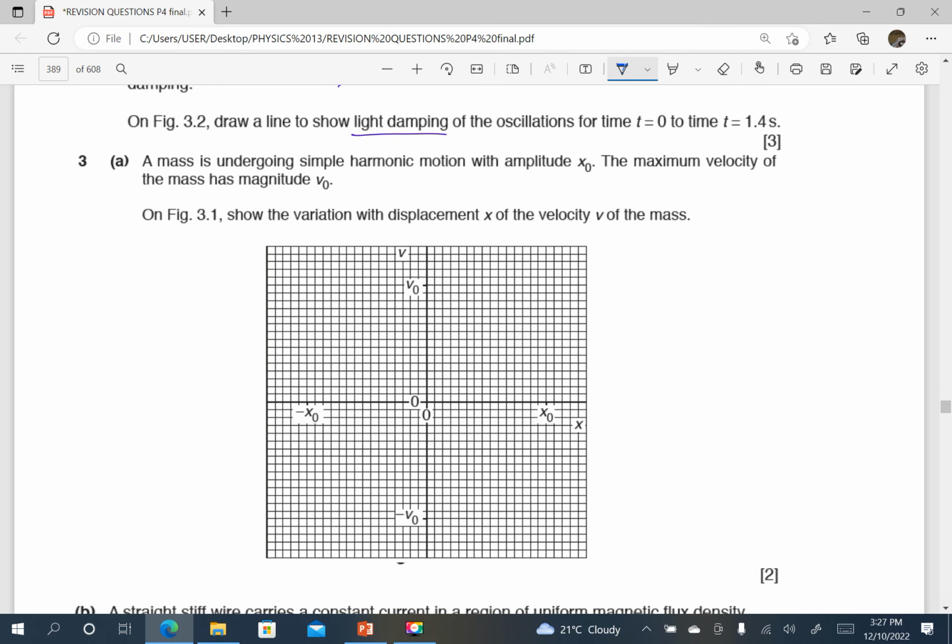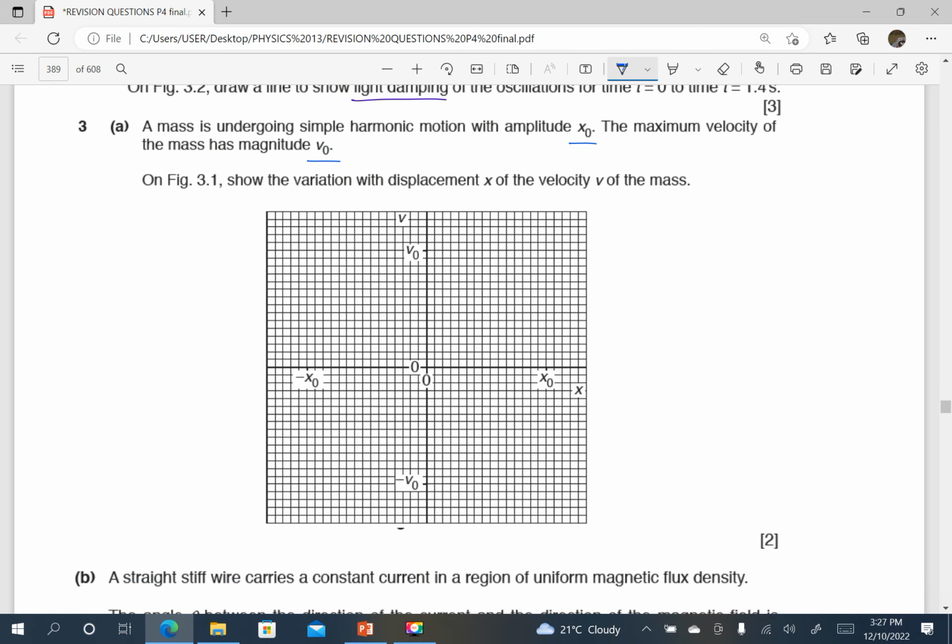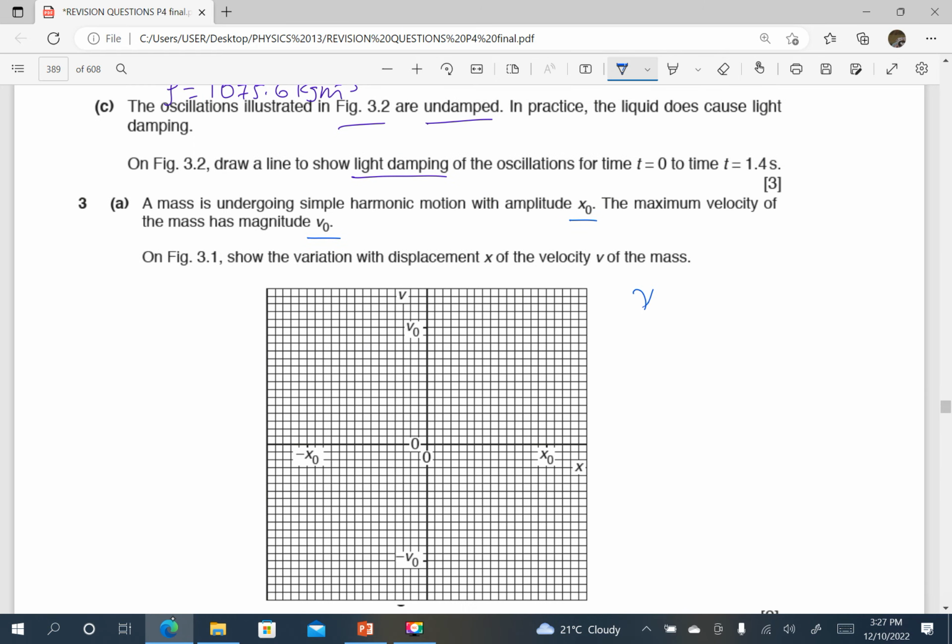A mass is undergoing simple harmonic motion with the amplitude x naught and maximum velocity v naught. Show the variation with displacement x of the velocity v of the mass. Remember, just to remind you, velocity is equal to omega square root of x naught squared minus x squared. This is plus or minus. If x equals 0, v is going to be plus or minus omega x naught. This will be maximum velocity. So when x is 0, v is v naught negative or v naught positive. Then for x the same as x naught, v is always 0, whether it is positive or negative, after it is squared.